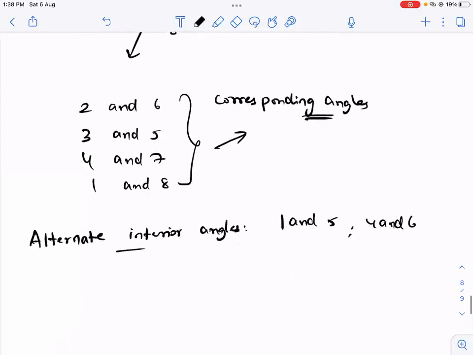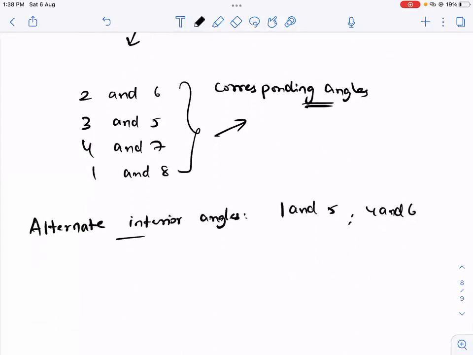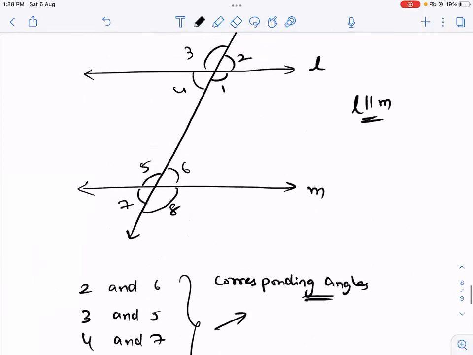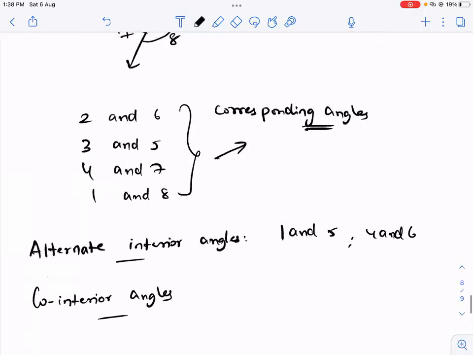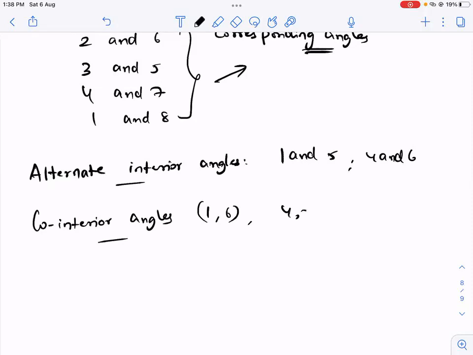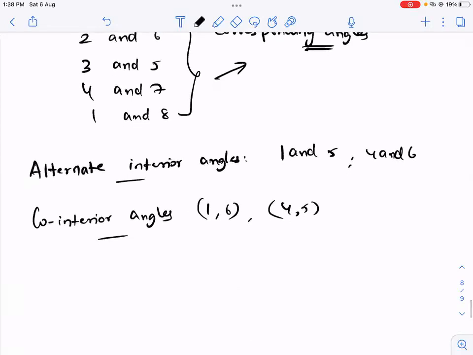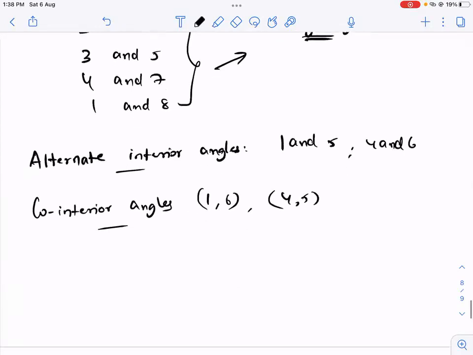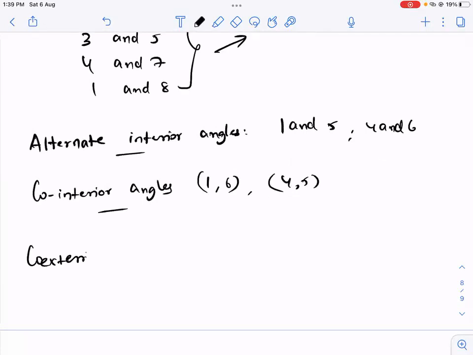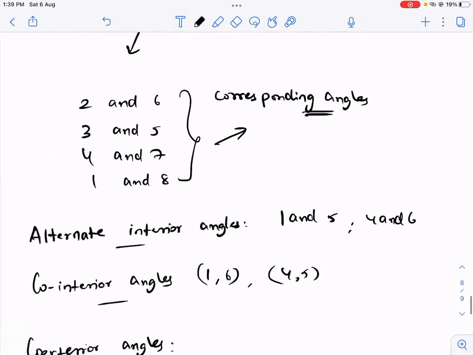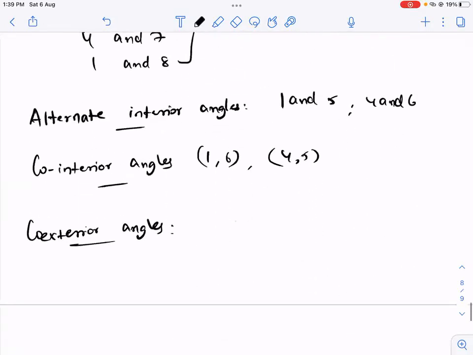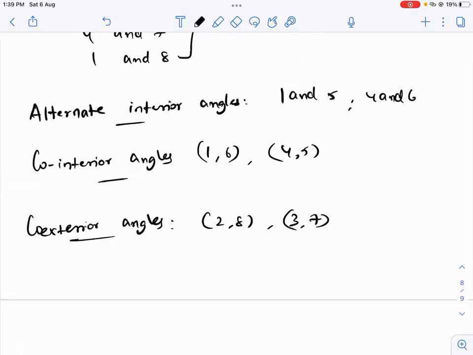That's it, right? So similarly, what can you define? You can define something called co-interior angles. So what are co-interior angles? Co means same. So they lie on the same side. So what are the interior angles? 1, 6, 4, 5. So 1 and 6 form a pair. 4, 5 form a pair. Right? That's it. So similarly, do you have anything called co-exterior angles? What are they? 2 and 8, 3 and 7. Right? They are co-exterior angles.